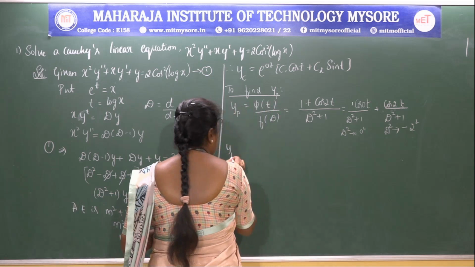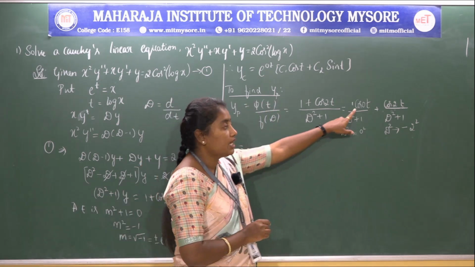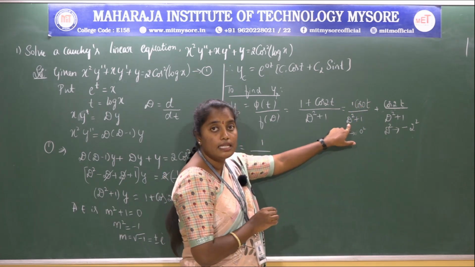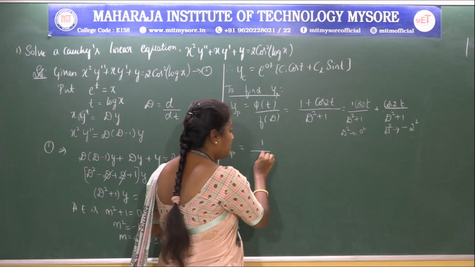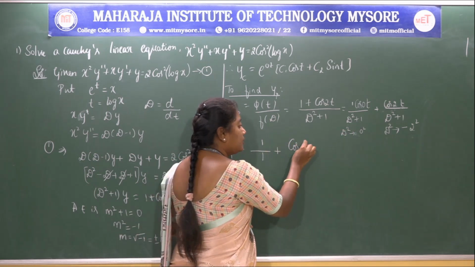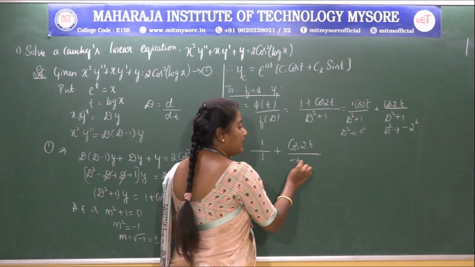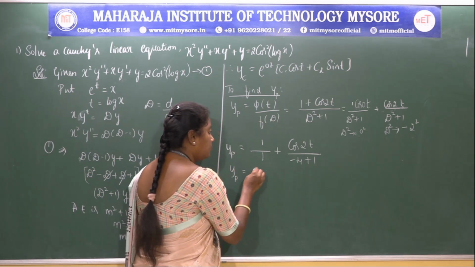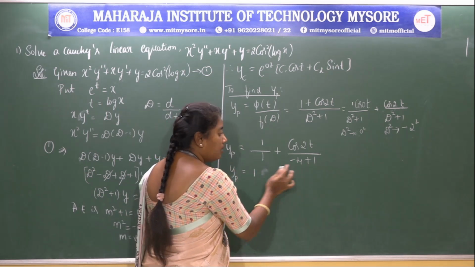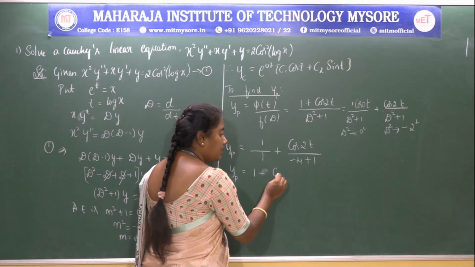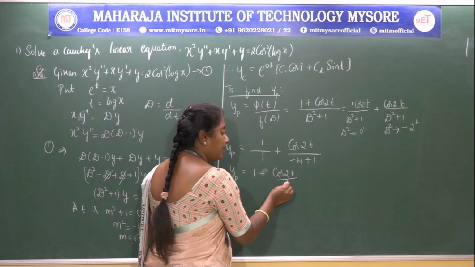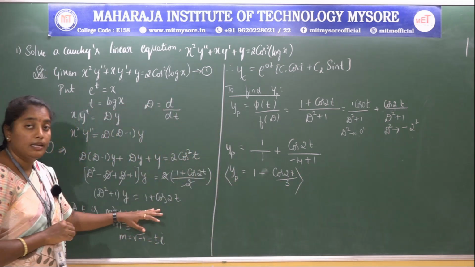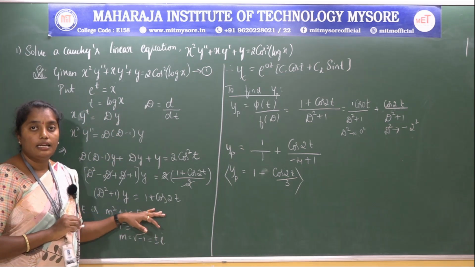Therefore yp is equal to, in the numerator, the first element cos 0t, which is equal to 1, divided by the value of D square which is 0, so 0 plus 1, plus cos 2t divided by minus 4 plus 1. That is, yp is equal to 1 minus cos 2t divided by 3, since minus 4 plus 1 is minus 3. So this is the particular integral of the obtained differential equation with constant coefficient.